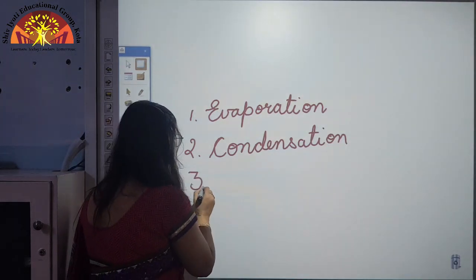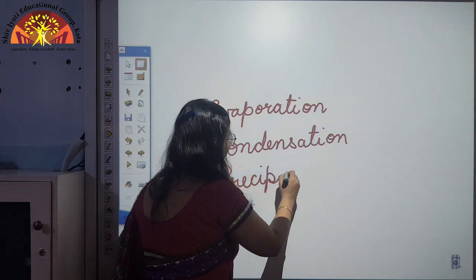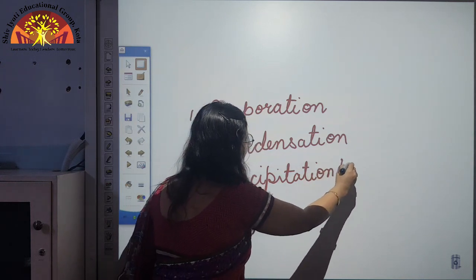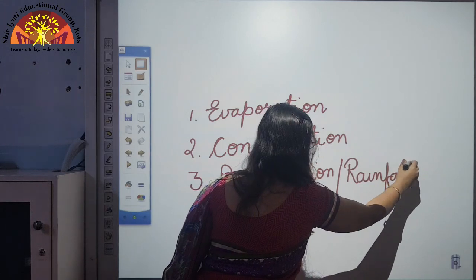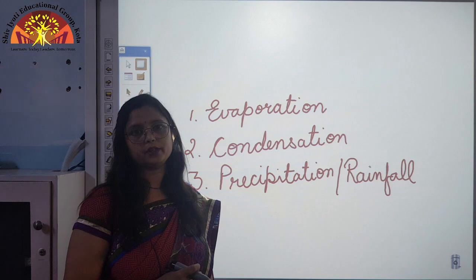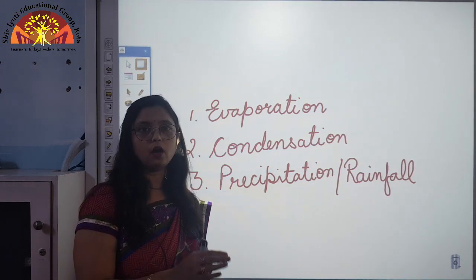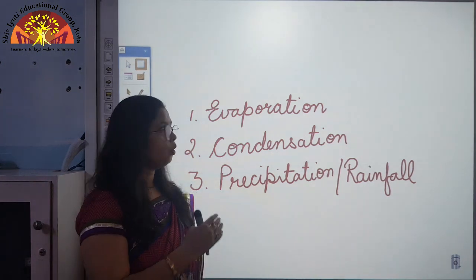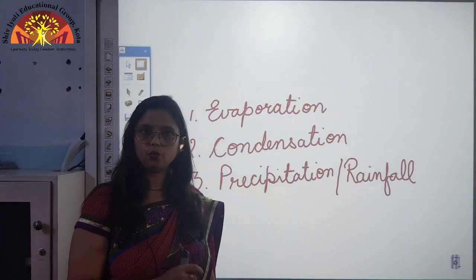And the third process here is called precipitation or rainfall. So children, in the sky, when tiny droplets of water combine together, they fall down. So this falling down of water is called rainfall or precipitation. So now all these terms we will be using in the water cycle. So let us come to the water cycle.